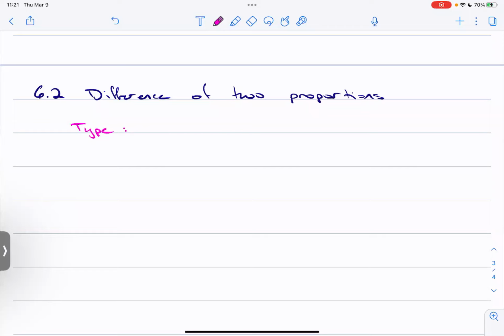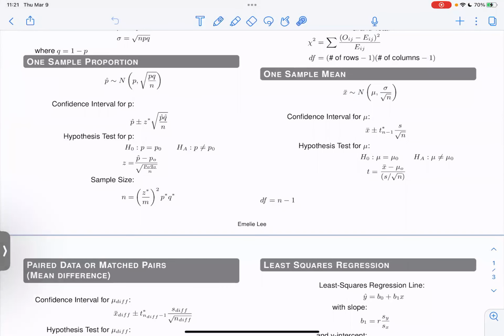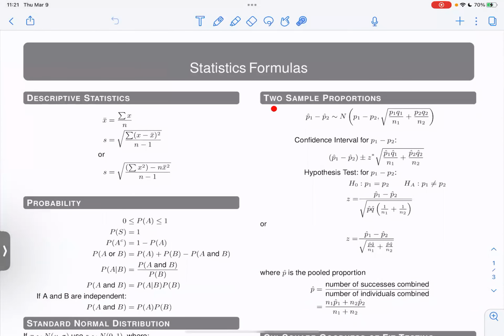I like to classify them as question types, because that'll set you on the right path for what formulas to use and all those kinds of things. In terms of the question types, I'm going to call this two sample proportions. I call it that because on your formula sheet, we've seen one sample proportion so far. Now, if we go to the top here, kind of newspaper style, we're moving into two sample proportions.